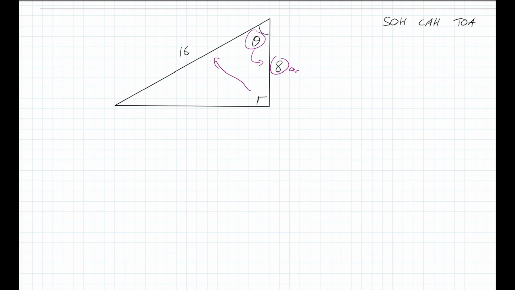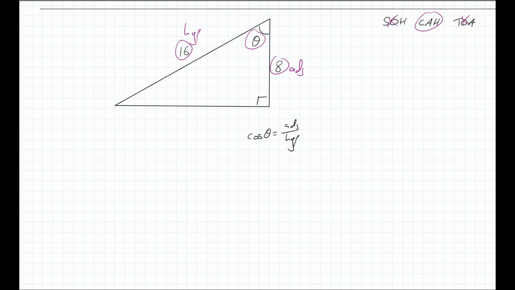So now that we know what sides we have included in the question, we can now decide which one we're going to use. Now, cosine is adjacent over hypotenuse. We are not using the opposite side at all, so sine and tan are out. So we're going to be using cos for this question. All right, so let's write it out. Cos of theta equals adjacent over hypotenuse.